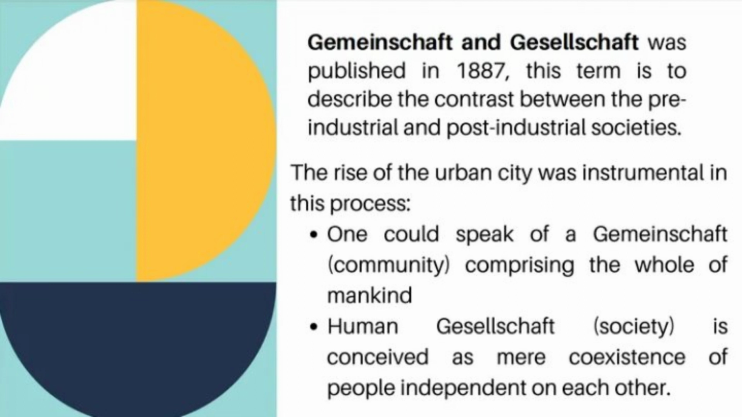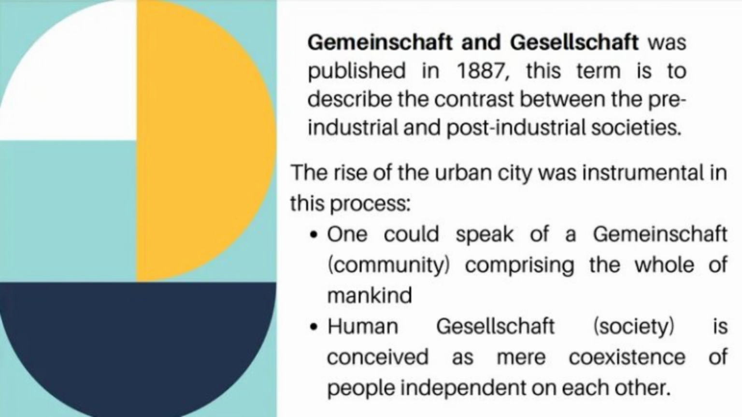Gemeinschaft and Gesellschaft were published in 1887. These terms describe the contrast between pre-industrial and post-industrial societies. What is a community? How do people form social groups? What kind of social groups exist? These questions were considered by German sociologist Ferdinand Tönnies, and he had the answer, which is the Gemeinschaft and the Gesellschaft.